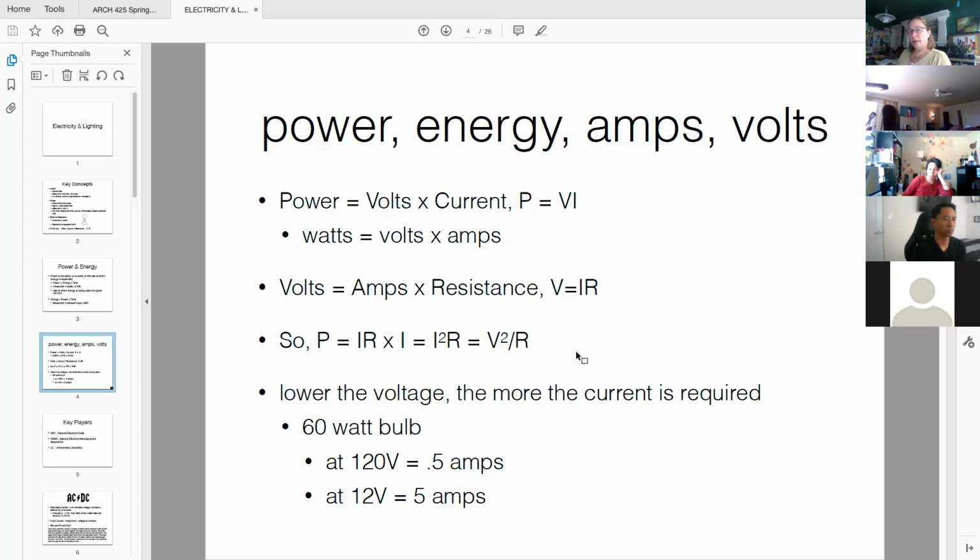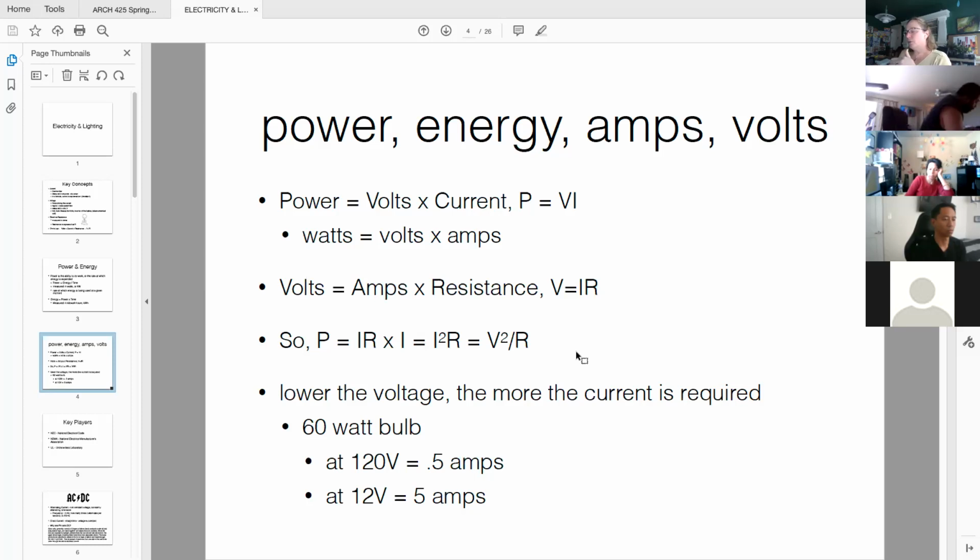So at 120 volts, which is our standard electrical distribution system for line voltage here in the United States, you only need 0.5 amps, which is the current, to run that light bulb to give off 60 watts. If we were to step that down and look at that in a low voltage system, we'll talk a little bit more about low voltage versus line voltage in a minute.